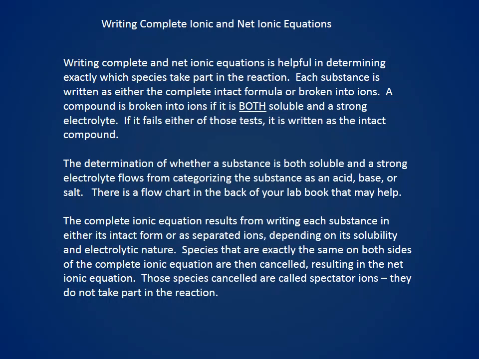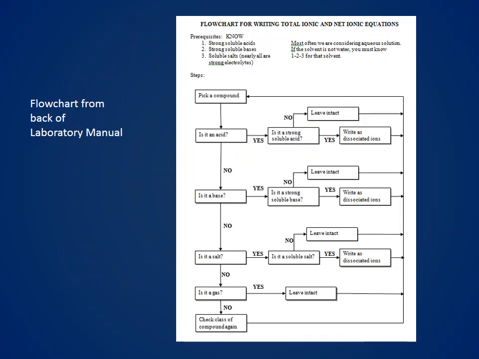And so what happens is I think about acids, bases, and salts. When I look at the flow chart like this, it says, okay, go through your equation and pick out one of the compounds you want to look at. Decide if it's an acid, a base, a salt, or a gas. Okay. And based on that decision, you come to the right.